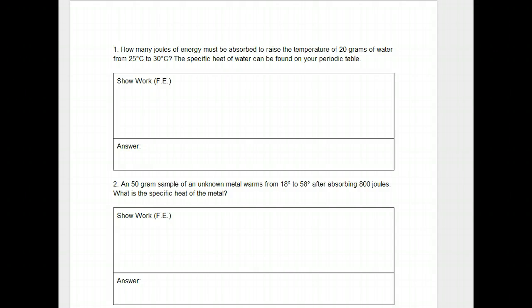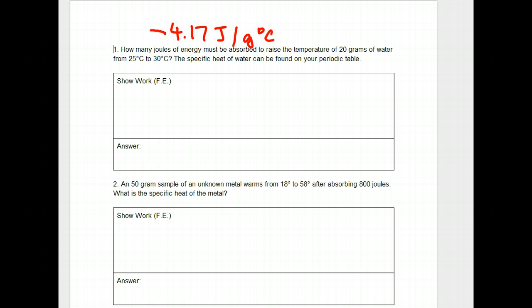These are extra specific heat problems. For number one, it says how many joules of energy must be absorbed to raise the temperature of 20 grams of water from 25 degrees Celsius to 30 degrees Celsius. And it says the specific heat can be found on your periodic table. We've been working with water for a while, and we should know that it's 4.17 joules per gram degree Celsius, and we're showing our work in for every statements.